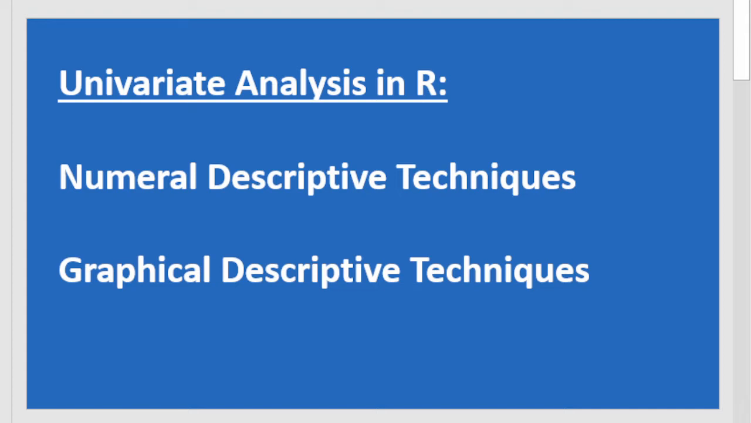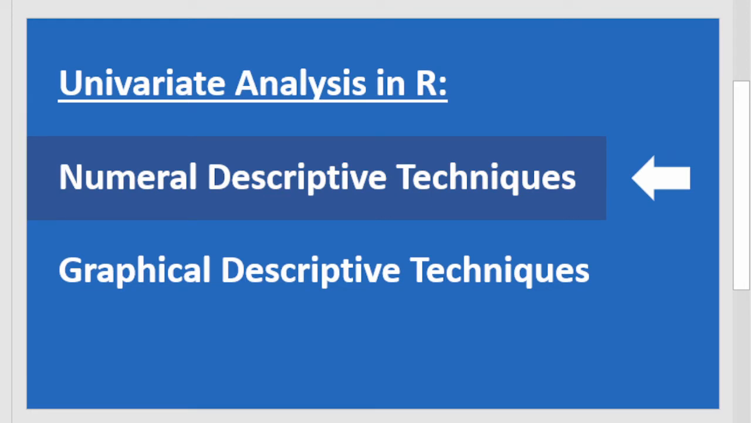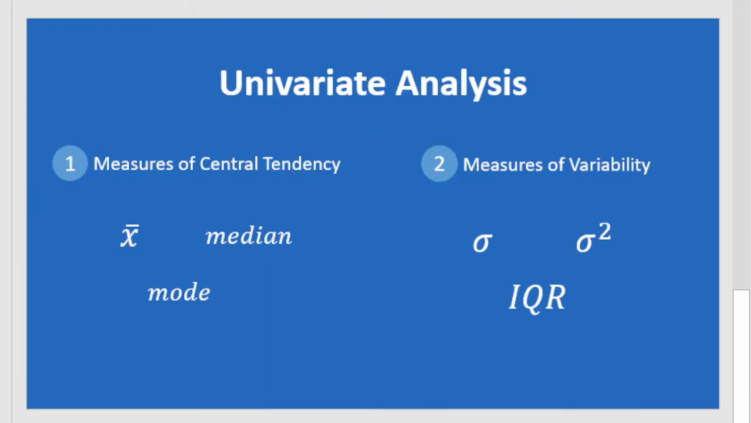There are two forms of univariate analysis. There are the numerical descriptive techniques, all around numbers, and the graphical descriptive techniques. And as the name says, it's all about graphs, about pie charts and histograms, and how to visually understand your data. So today we're going to be focusing on the numerical descriptive techniques and how to do them in R.